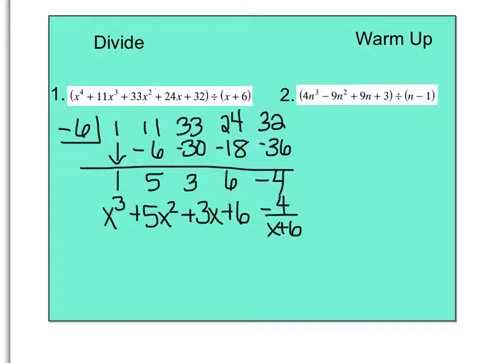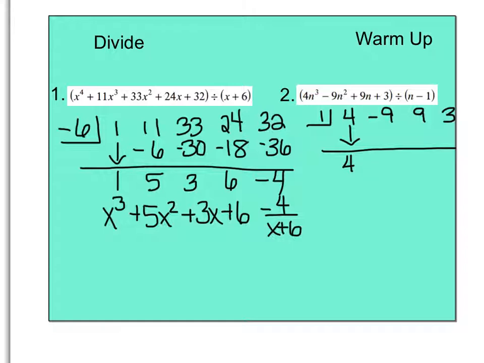Number 2, in the box we put the opposite. Since it's a -1, that means we're going to put in as a +1. We check to make sure we're not missing any exponents. We have a 3, 2, 1, none, so we're good. So we have 4, -9, 9, and 3. Remember, first term always comes down.